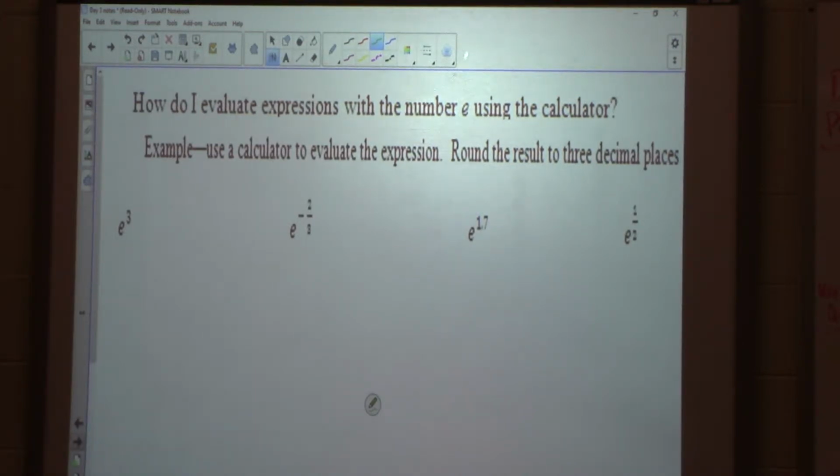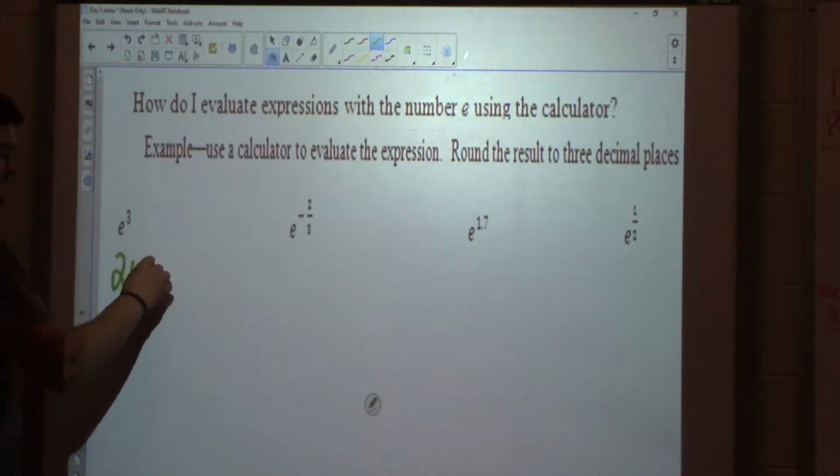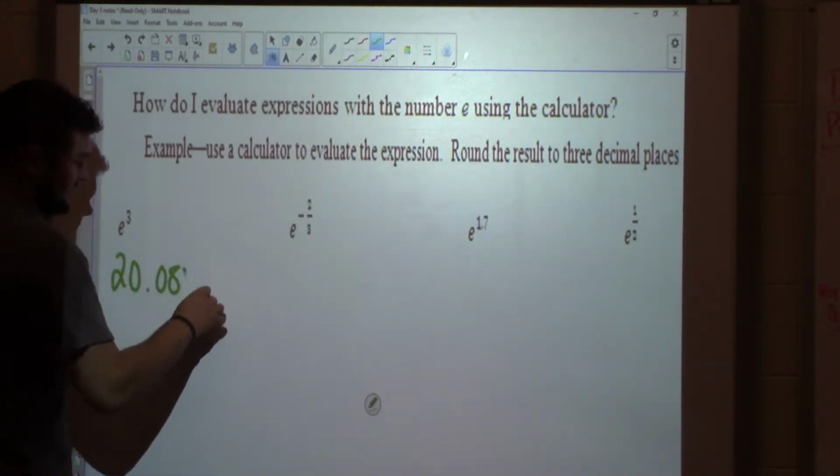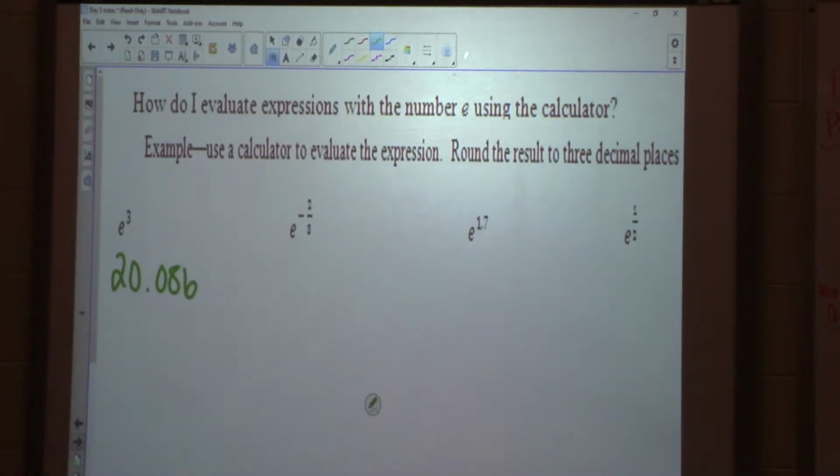what do we get? What was that, Alvin? 8.86. Good. Did everybody find the e to the x power button? Did you find the natural log button? Right there. As long as it works in the calculator, it's fine. Okay, so do the next three.